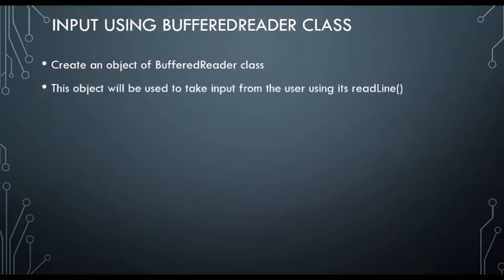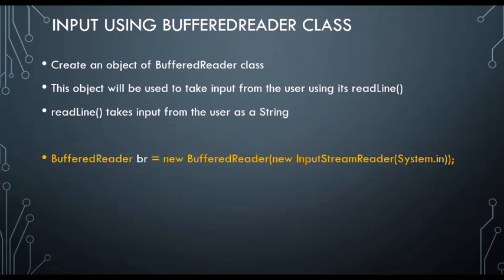It is going to be using, first of all, a BufferedReader class object. So first of all, create an object of the BufferedReader class, and this object will be used to take input using the readLine function. Now the readLine function always takes input from the user, and that input comes as a string. For example, if the user writes 23, that 23 is going to come as a string. If somebody writes 23.7, 23.7 is going to come as a string. So everything is a string.